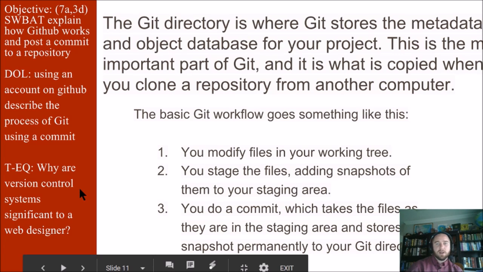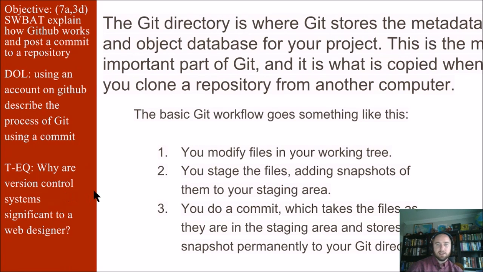The Git directory is where Git stores the metadata and object database for your project. This is the most important part of Git and is what is copied when you clone a repository for another computer. So that's another great thing about GitHub. If you like a project, if you like a game, if you like a website that you can find on GitHub, you can do what's called cloning it, make an entire copy of the whole repository, lots of files usually, so you can clone it into your own account and then make your own changes. That's where modifications can come from.